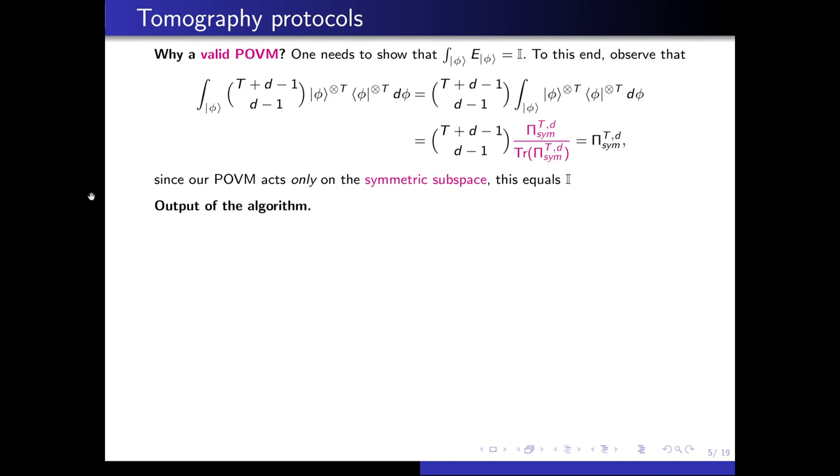Good, now let's analyze the output of the algorithm. So what did I claim? I claim that if you apply this POVM for every phi onto the unknown quantum state psi, so on input psi, I'm going to apply this POVM, and let's analyze what is the expected output phi, or rather, what does it satisfy?